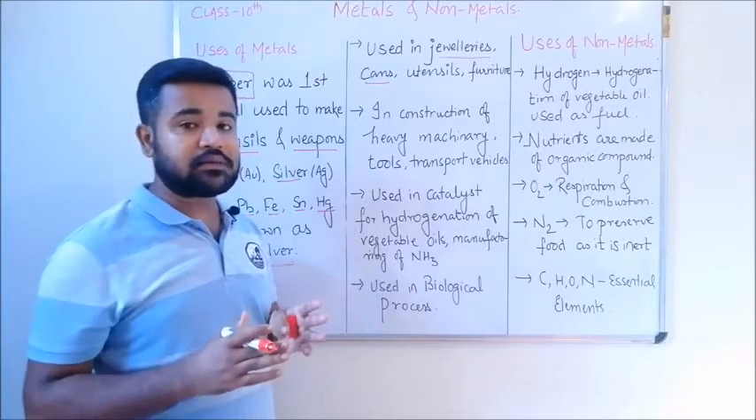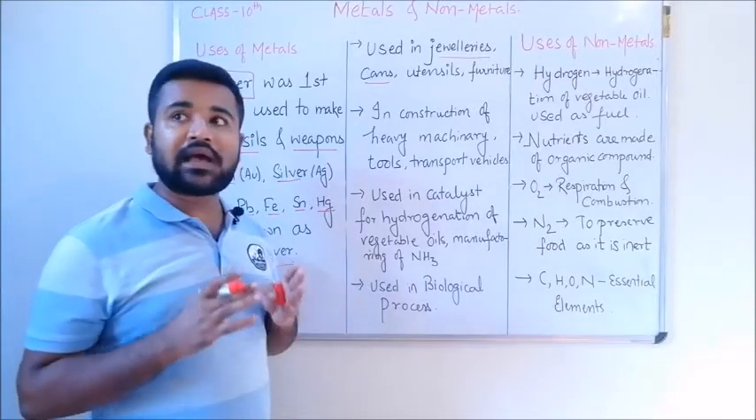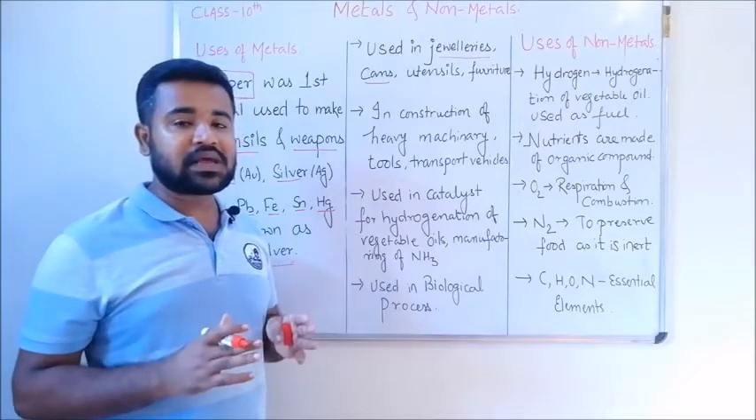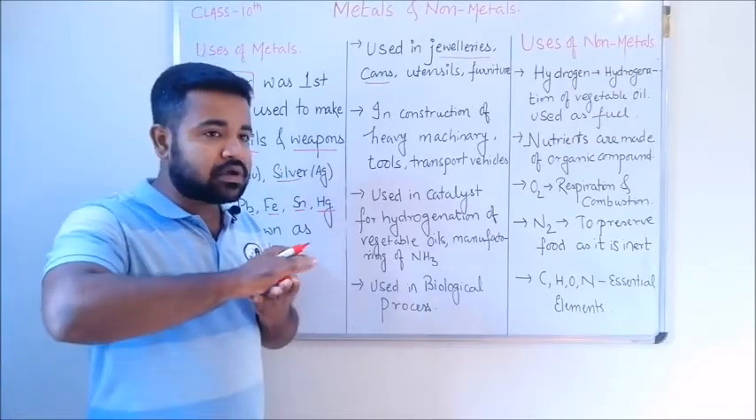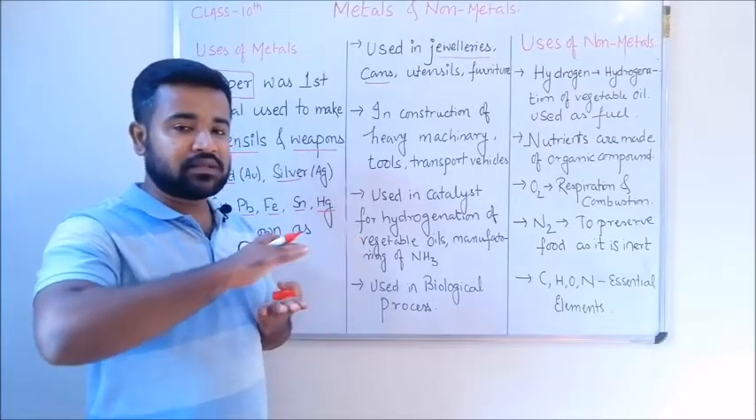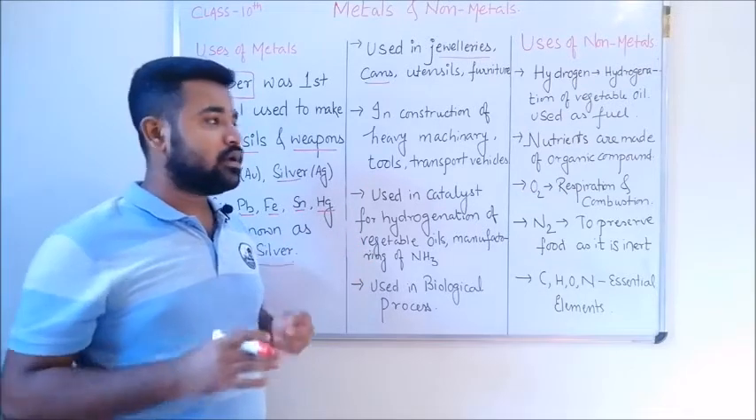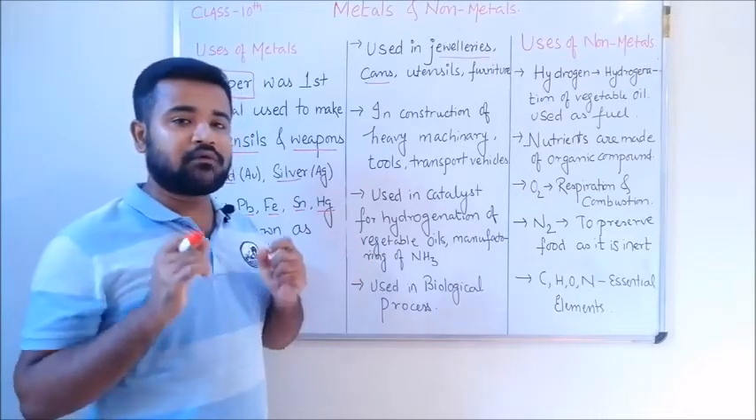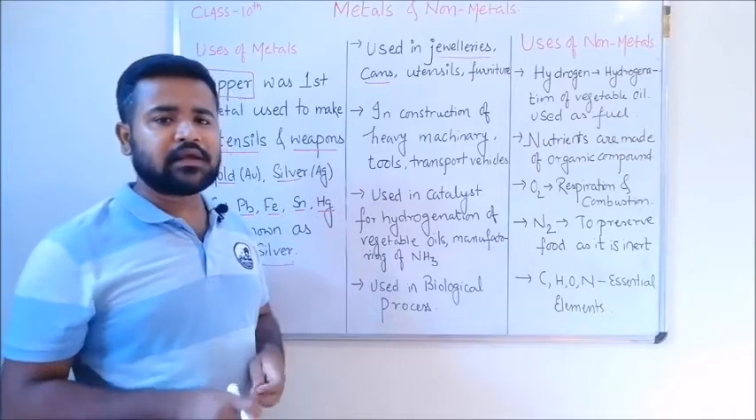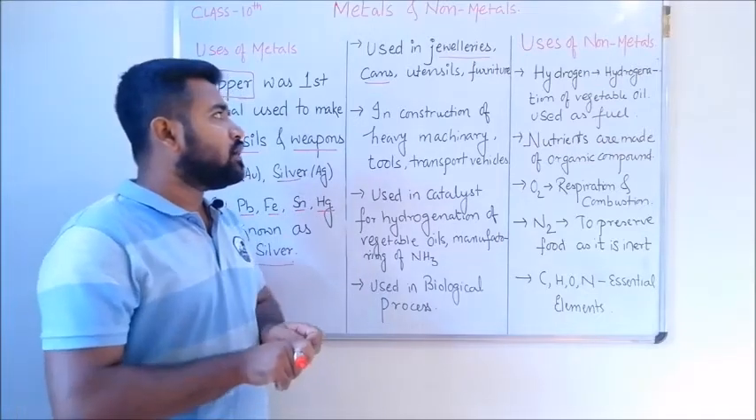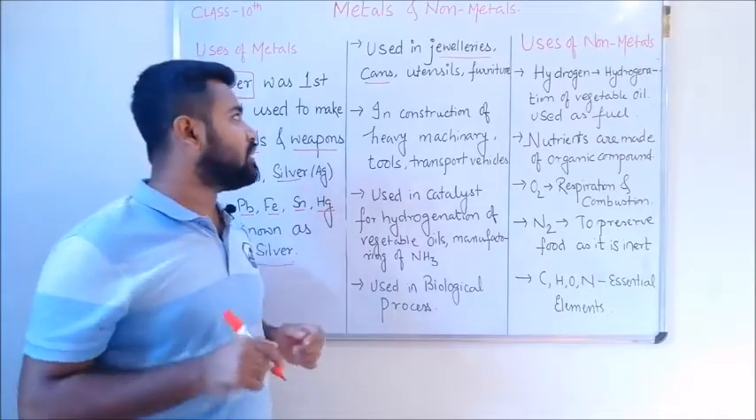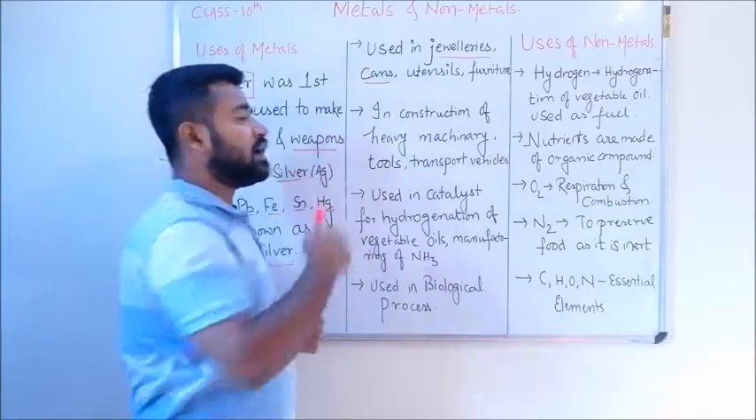And what is the reason behind it? The metals are highly malleable. They can be converted into thin sheets. That is the property of metals which you have already studied in class 8 chemistry. You know that they are malleable in nature. That's why they are used to make cans.